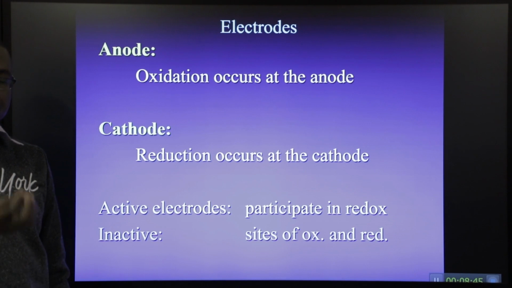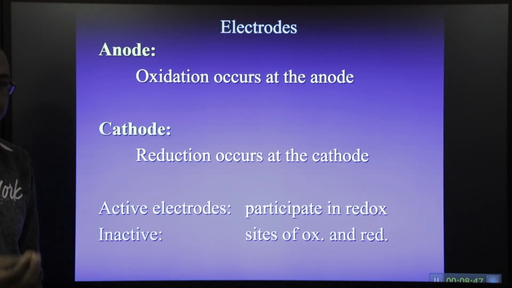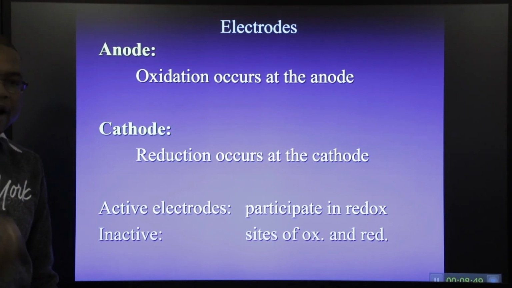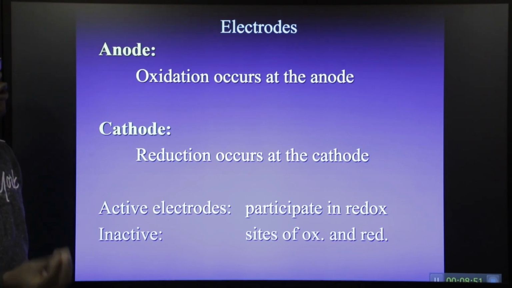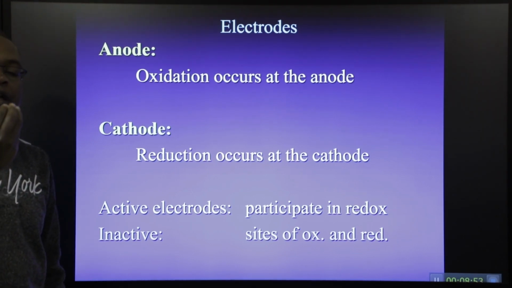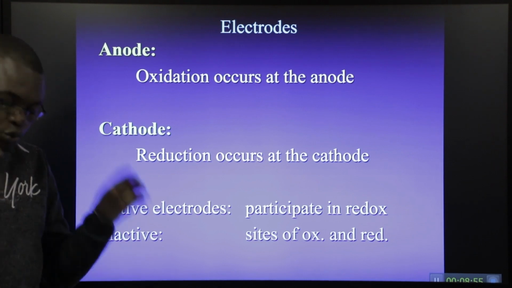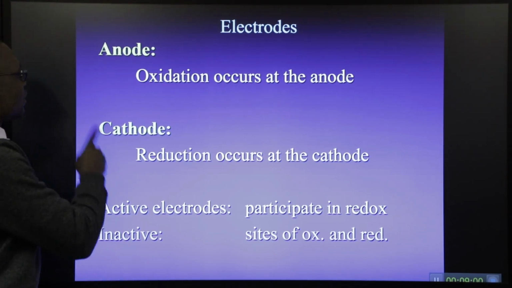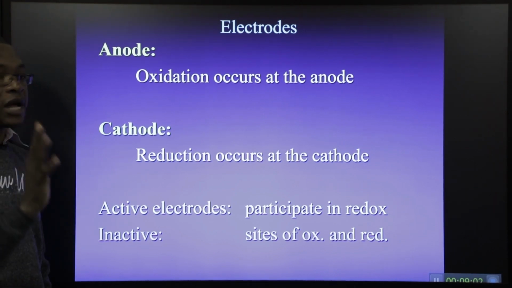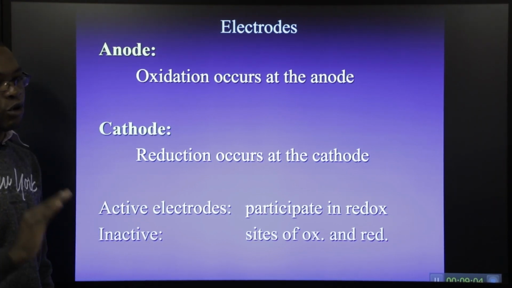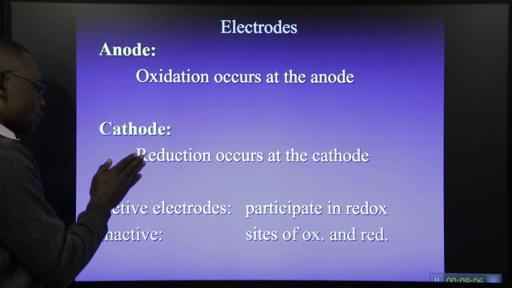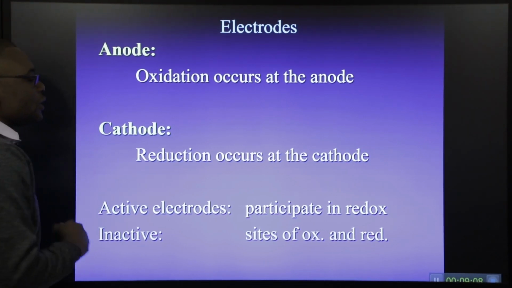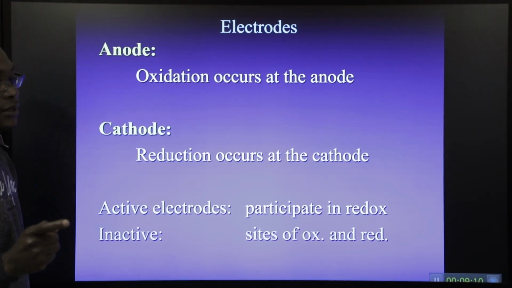I want to put this as a thumb rule. Look, the behavior of an anode is one and only one function, where we are saying at the anode, come hail, come thunder, oxidation occurs at the anode. And at the cathode, reduction occurs at the cathode.